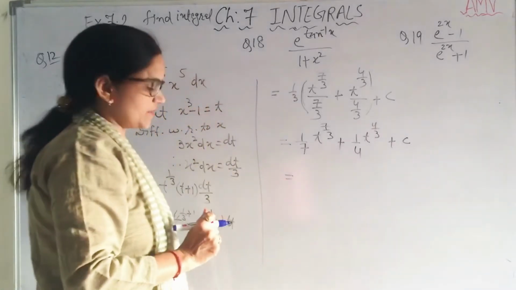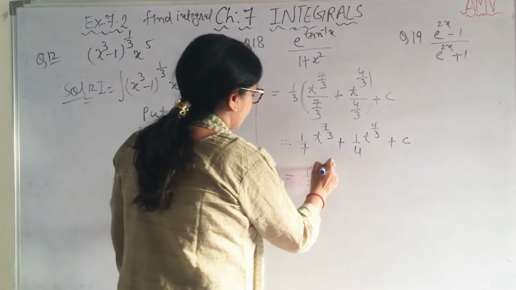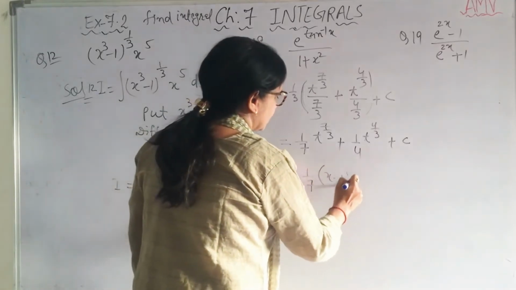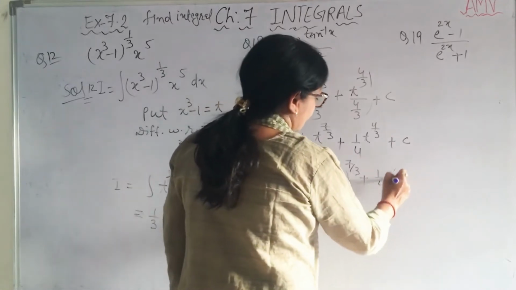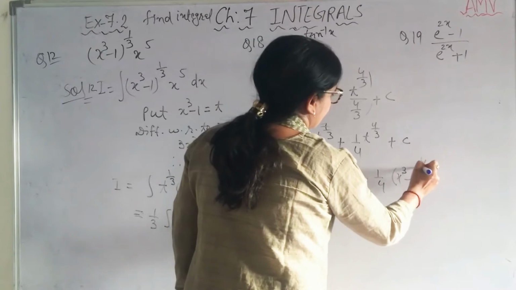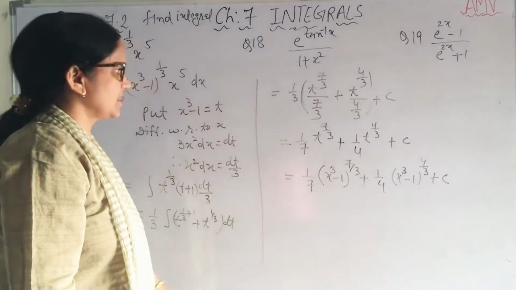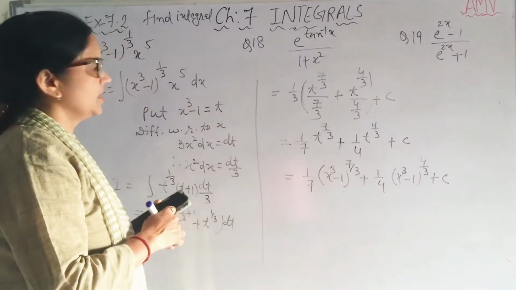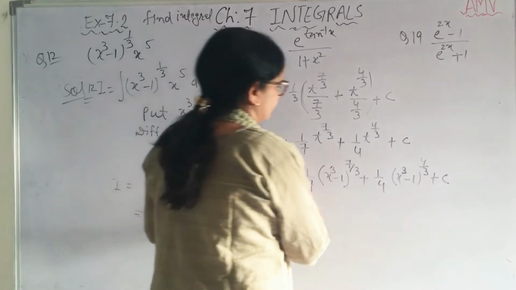Now substitute the value of t. Here t is equal to x cube minus 1. So the answer is 1 by 7 (x cube minus 1) raised to 7 by 3 plus 1 by 4 (x cube minus 1) raised to 4 by 3 plus c. This is the answer of this question. Now move to the next question, question number 18.